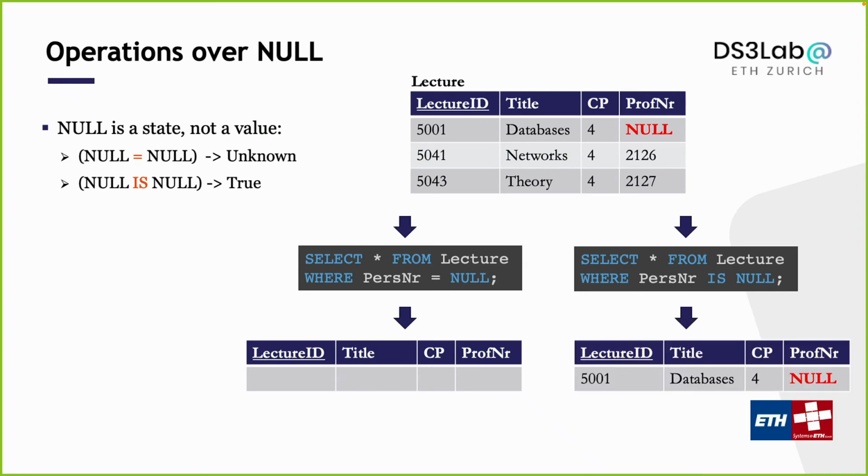If you do this, it's going to give you something like that. It's going to give you the first tuple, because the personnel cell of the tuple is in a state of null. Okay? So that's how to actually compare whether some value is in that state or not.